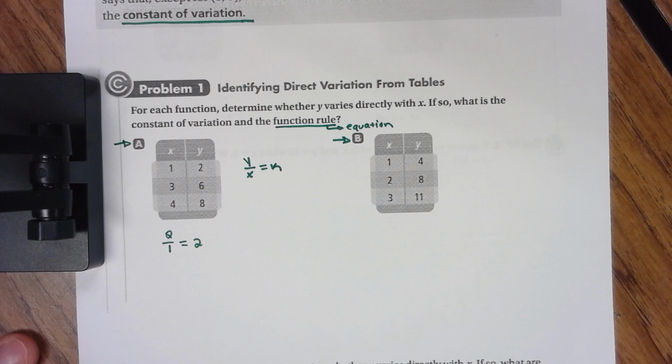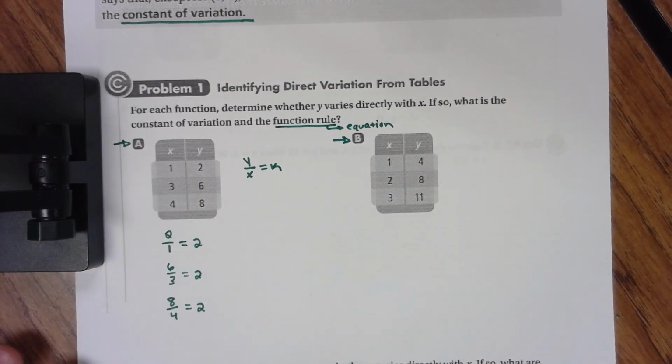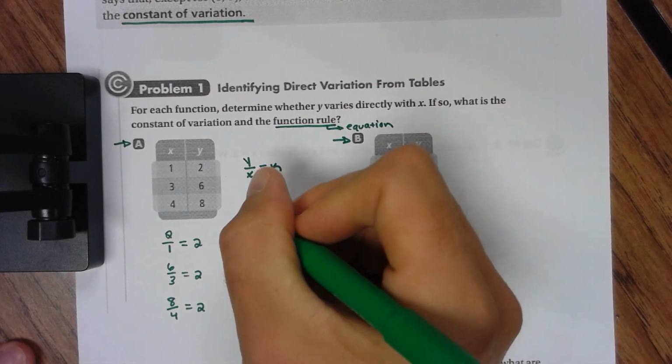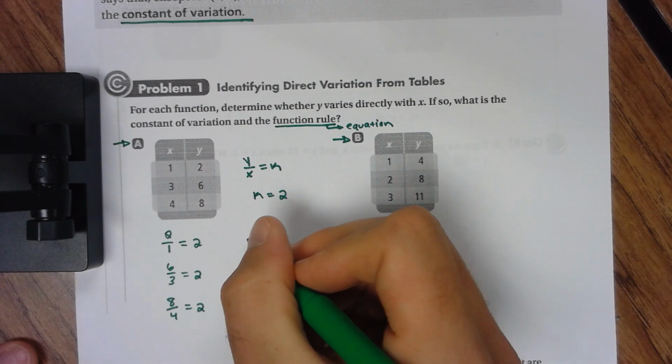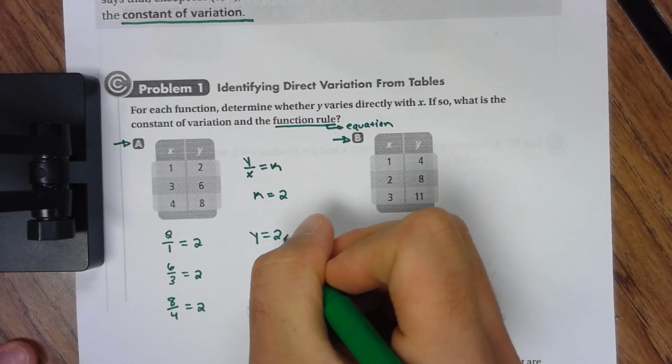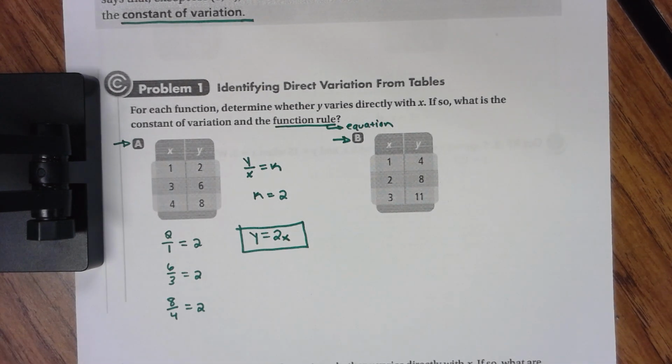6 divided by 3, that's also 2. And then 8 divided by 4, that's also 2. So since we get 2 every single time, that means that k equals 2. And thus our equation is just simply y equals 2x. Okay, in our direct variation equations, there's always y, k, x, constant of variation.